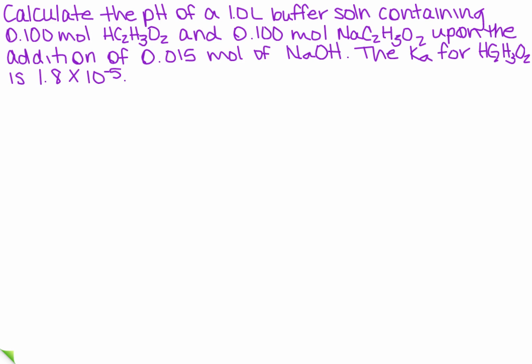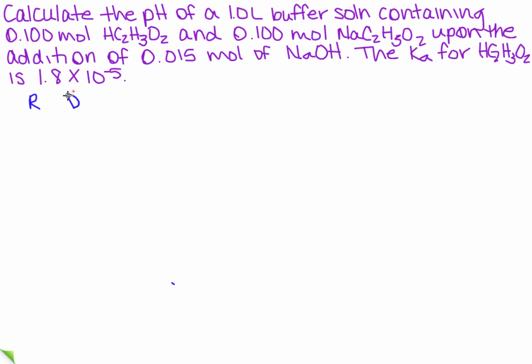We want to calculate the pH of a 1 liter buffer solution containing this many moles of the acid and this many moles of the salt upon the addition of this many moles of a base, and they give me the Ka for the acid. So how am I going to do that? Well, I need to look at a reaction, but not quite RICE yet. So the reaction I need to look at is the addition of the base.